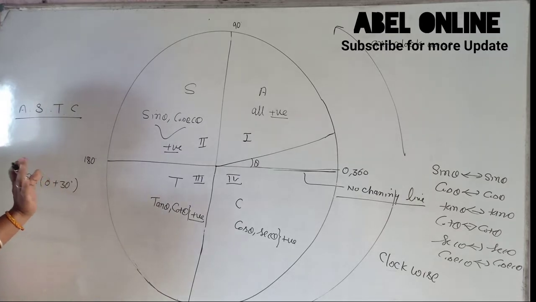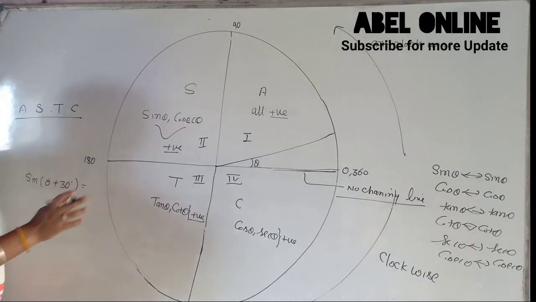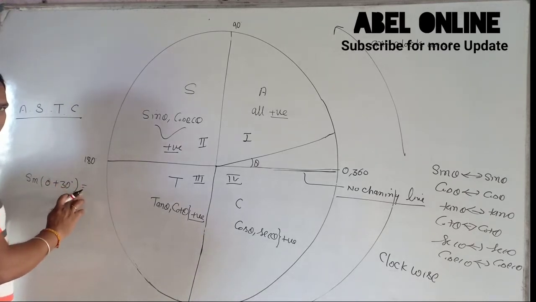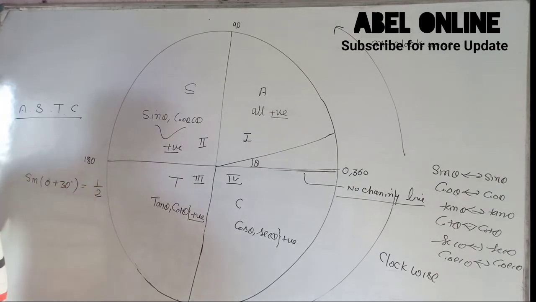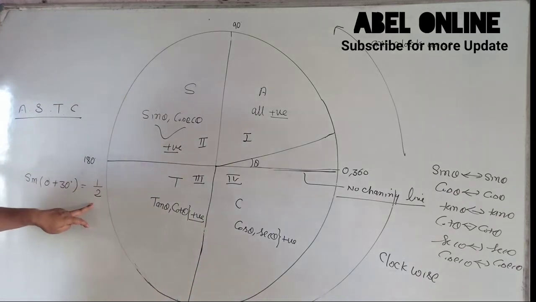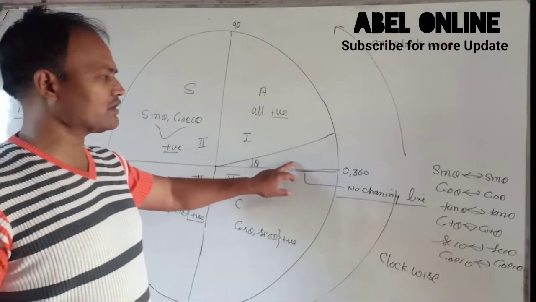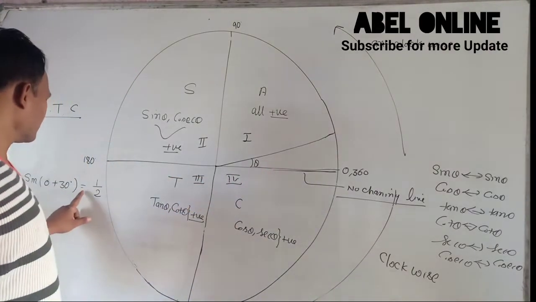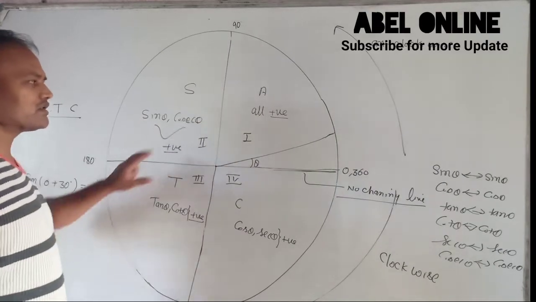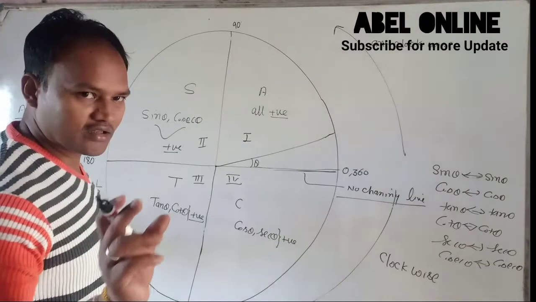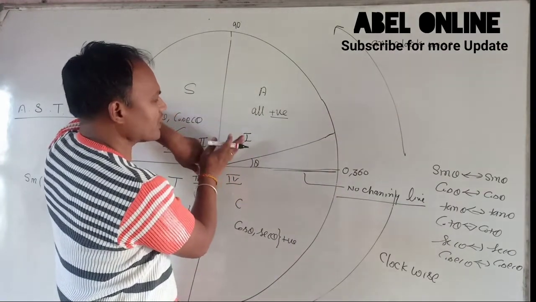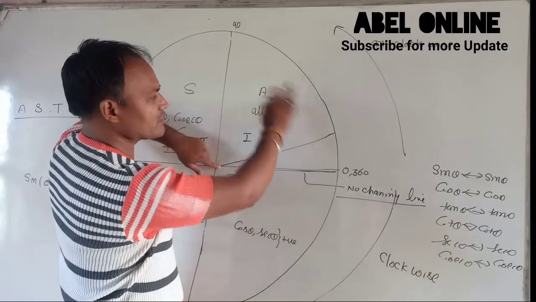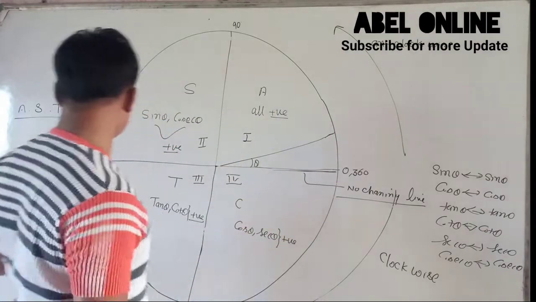0 plus 30 means 30 degree. And the value of sin 30 is 1 by 2. So we can say that in the first quadrant, 0 plus 30 degrees, the value is 1 by 2, because 0 plus 30 means 0 plus an additional 30 is before the 90. So we can say that 0 plus 30 is in the first quadrant, so the value is positive, that is 1 by 2.